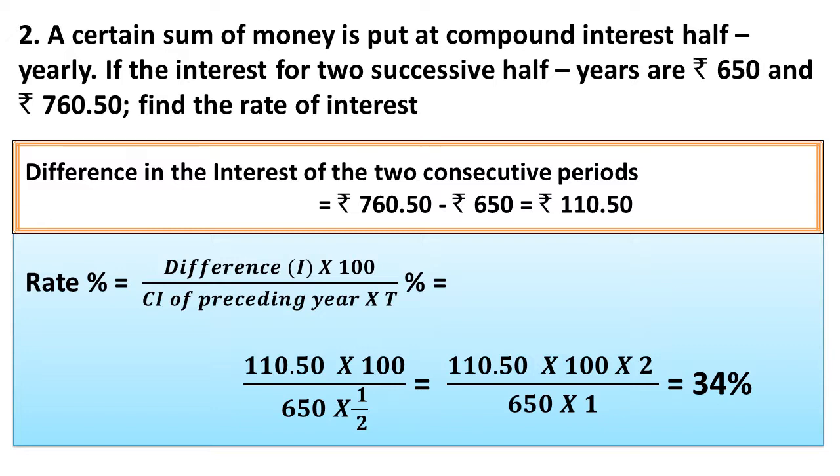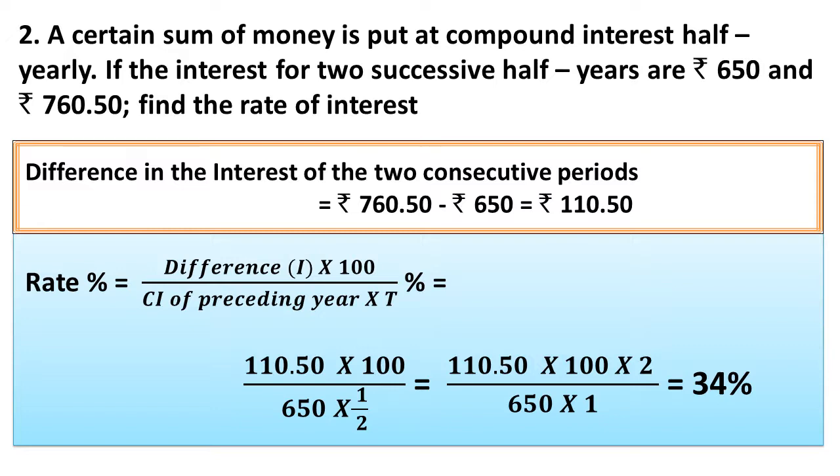So in this case, difference means that is the interest for 1 year. I have mentioned it as difference, children. Why? Because in the first step we have calculated the difference. So what is the difference? You can just note down: difference is nothing but the interest for 1 year. After simplification, rate of interest will be equal to 34%.